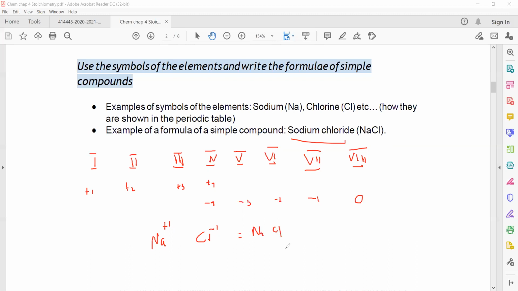If you are finding a formula for calcium chloride, calcium is group 2 and chlorine is group 7. So just cross multiply, so it will be CaCl2 because it is already simplified. The first step, simplify the valency to the simplest whole number ratio, and then cross multiply.